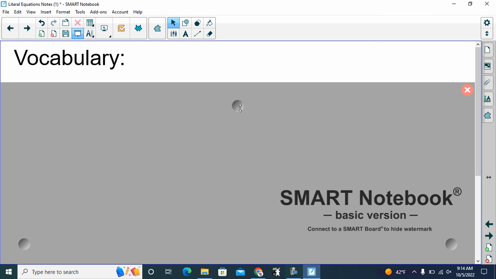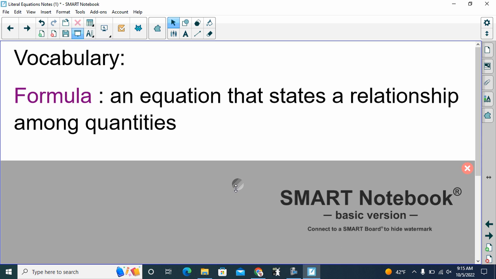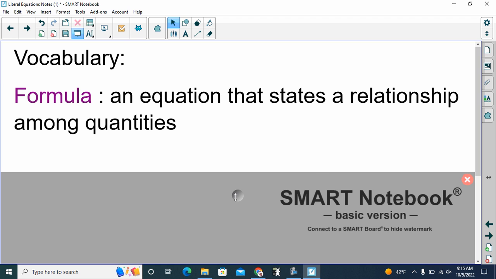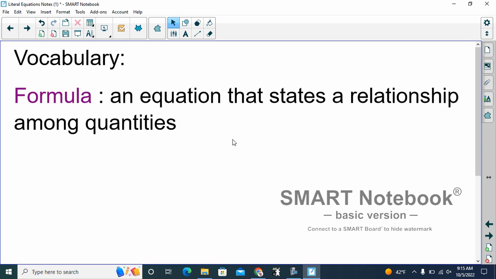Last class, we defined what a formula was, but we did not yet work with formulas. Quick reminder, if it's already in your notes, you don't necessarily need to write it down, but a formula is an equation that states a relationship among quantities. We took a look at a couple different examples of formulas last time.